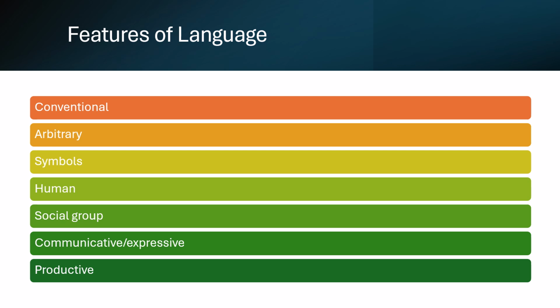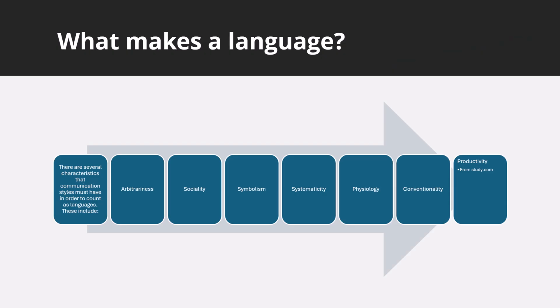Then we say it's communicative, that means expressive, because if language is not used to express something, then what are you using it to do? Then we say it is productive. Whether you are expressing it vocally, or you are expressing it in terms of written symbols, that is textually, whichever way you decide to express it, it is productive. So what makes a language?